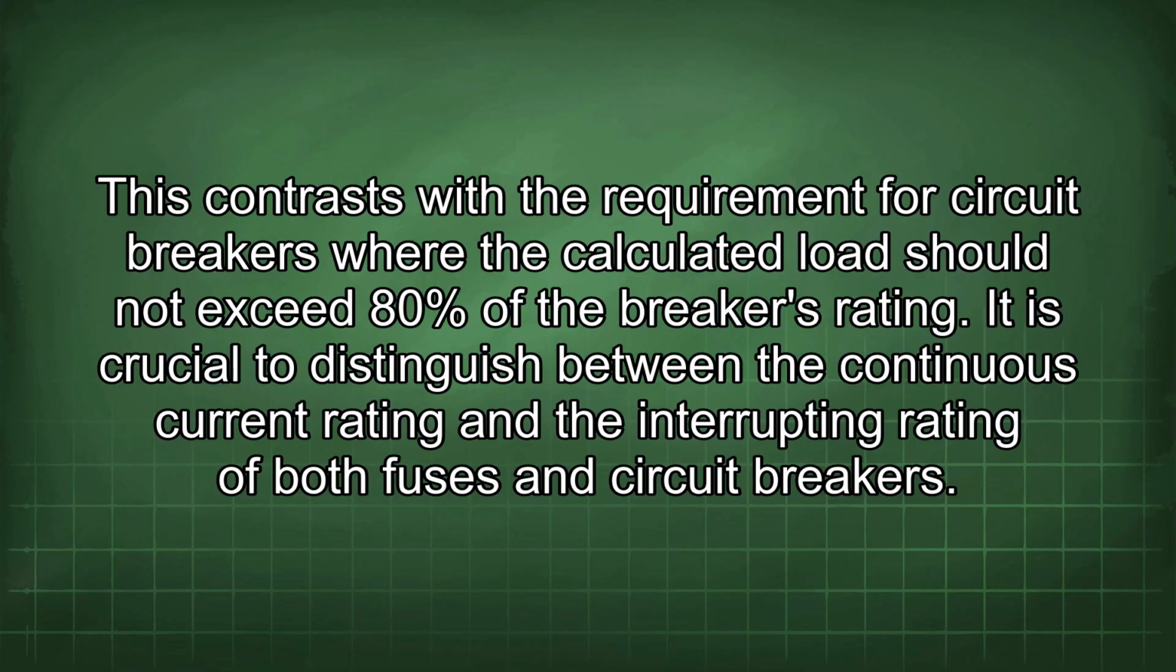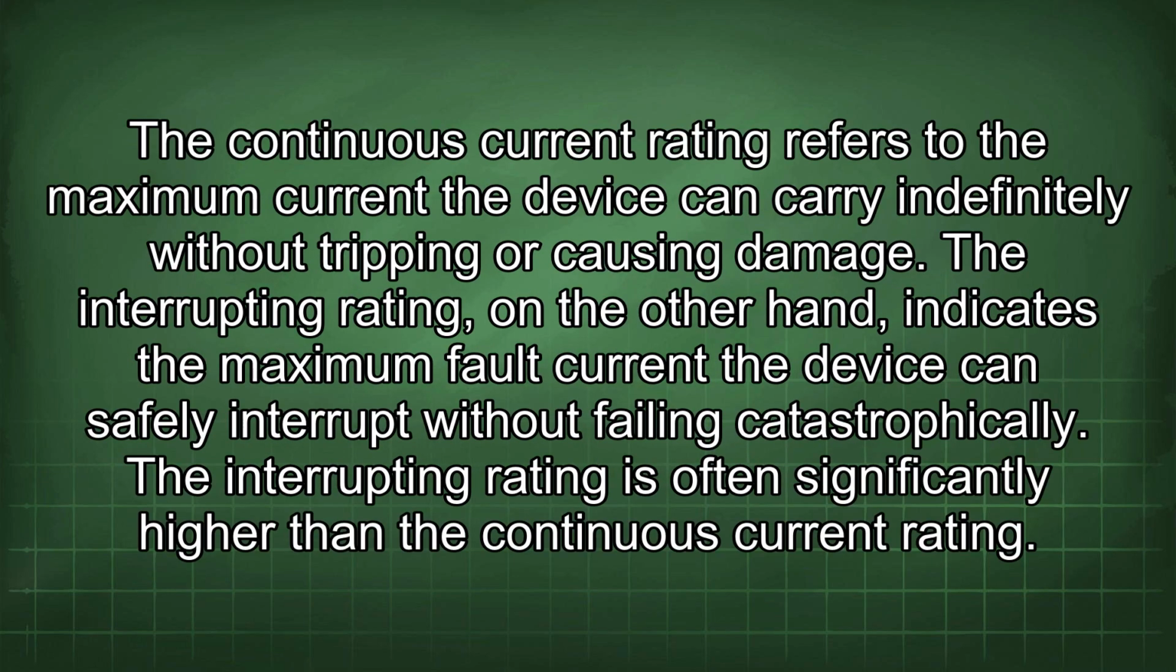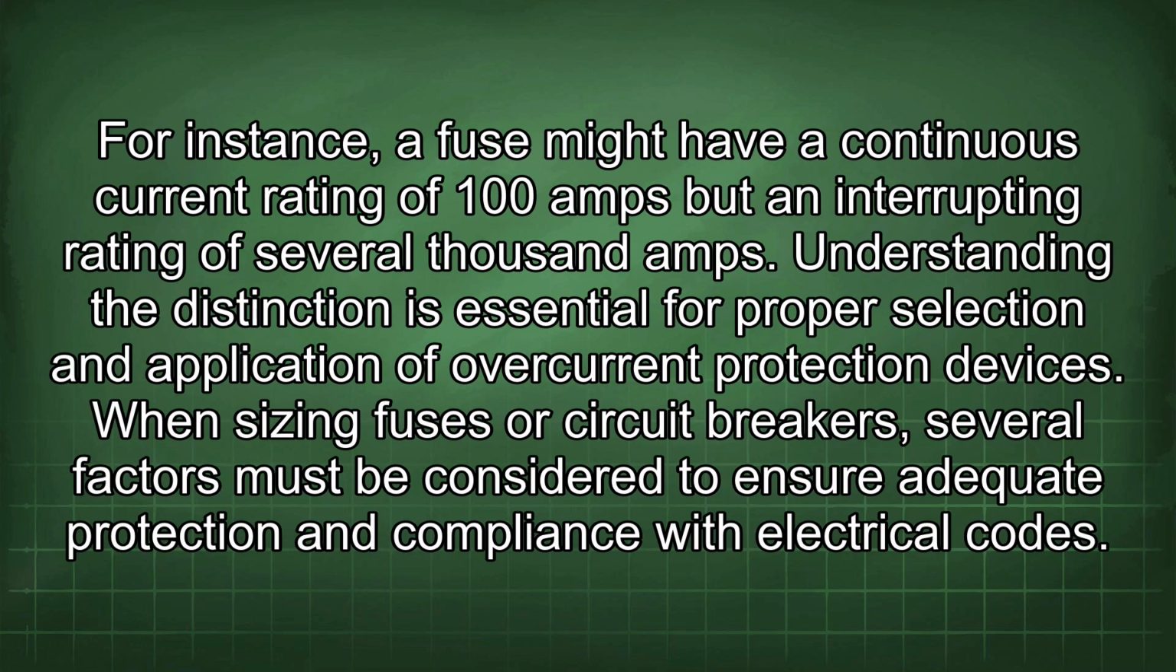It is crucial to distinguish between the continuous current rating and the interrupting rating of both fuses and circuit breakers. The continuous current rating refers to the maximum current the device can carry indefinitely without tripping or causing damage. The interrupting rating, on the other hand, indicates the maximum fault current the device can safely interrupt without failing catastrophically. The interrupting rating is often significantly higher than the continuous current rating. For instance, a fuse might have a continuous current rating of 100 amps but an interrupting rating of several thousand amps. Understanding the distinction is essential for proper selection and application of overcurrent protection devices.